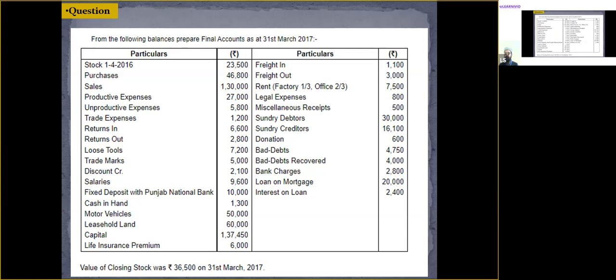Then we have freight out. Freight out is obviously a selling related expense. We have incurred selling expenses by the name of freight out, 3000. So all selling related expenses are considered as indirect expenses. Therefore, we will be recording it in the profit and loss account on the debit side. 3000, please record everyone in the profit and loss account, freight out.